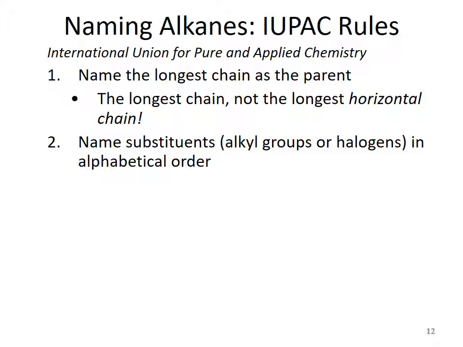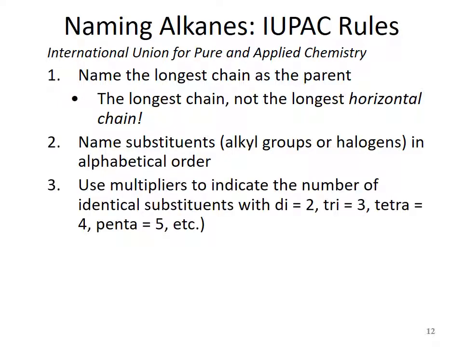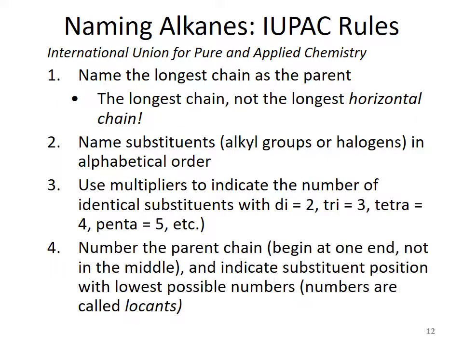And we'll do it in alphabetical order. This gets really into it when we deal with halogens. Then we use multipliers to indicate the number of identical substituents. So if there were multiple methyl groups, we'd add that on there. We'll get to that. And then we number the parent chain beginning on one end, not in the middle. So we either start with this as 1 or this as 1. And the key is to keep the numbers for the add-ons small. So indicate the substituent position with the lowest possible number.